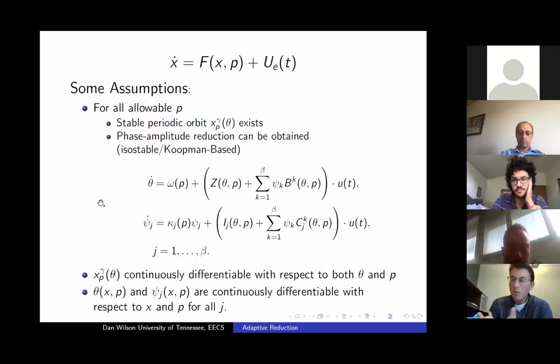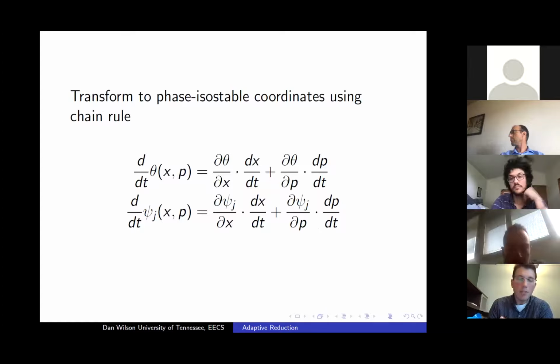It's just saying if we have a constant value of P, we can represent the dynamics near a given periodic orbit. We're going to also assume that the periodic orbits are continuously differentiable with respect to theta and our parameter P, and also that these reduced order coordinates theta and psi_j are continuously differentiable with respect to x and P. So with that out of the way, we can change variables like we do in standard phase reduction to go from our state coordinates to our reduced order phase and amplitude coordinates. These depend on two variables now, so we get two things emerging out of this chain rule here.